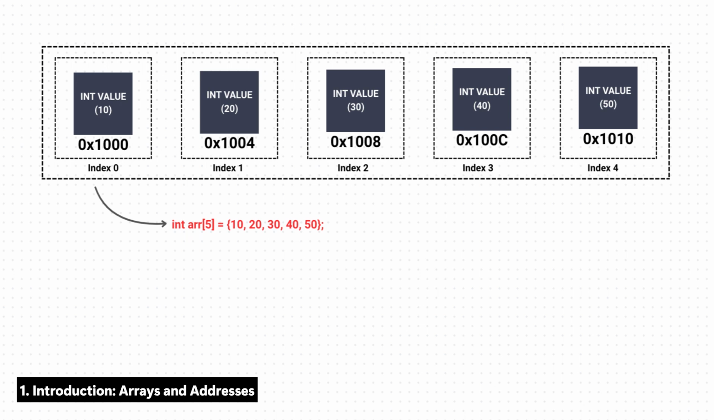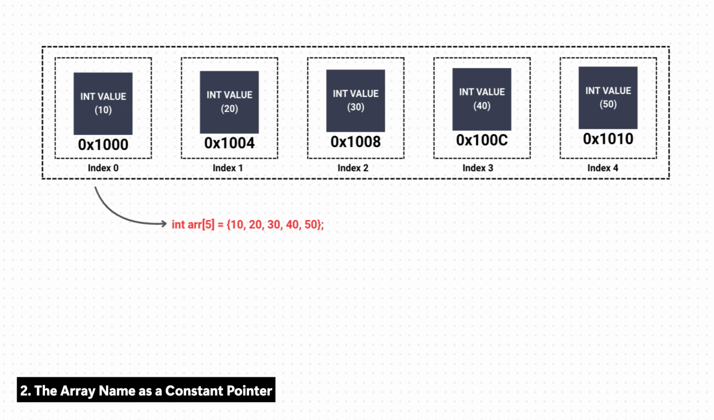1. Introduction, Arrays and Addresses. We know that an array is a collection of elements of the same type stored in contiguous, adjacent memory locations. For example, when we initialize int arr[5] = {10, 20, 30, 40, 50}, the 5 integers are stored right next to each other in RAM. Today's lesson reveals one of the most fundamental truths in C. In C, arrays and pointers are almost the same thing.